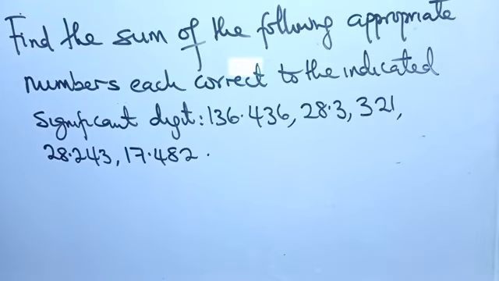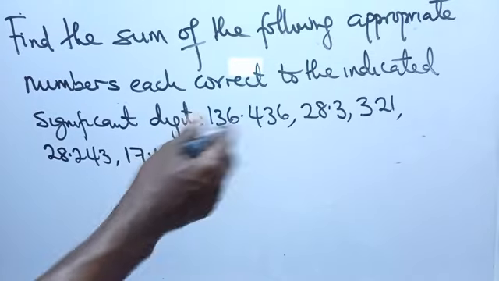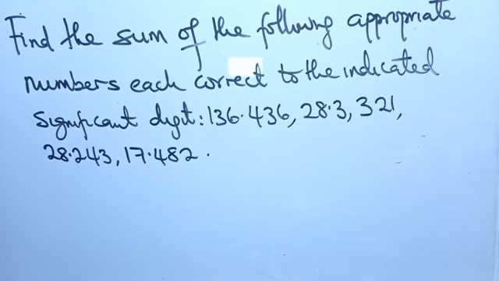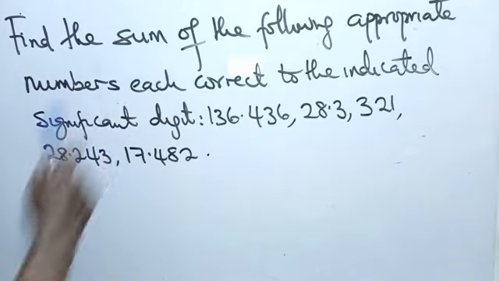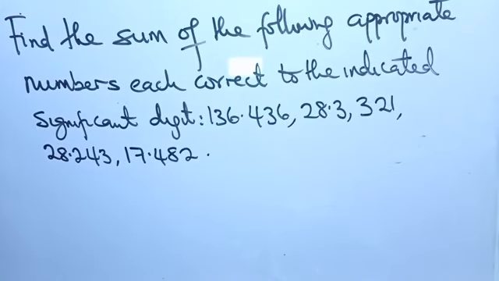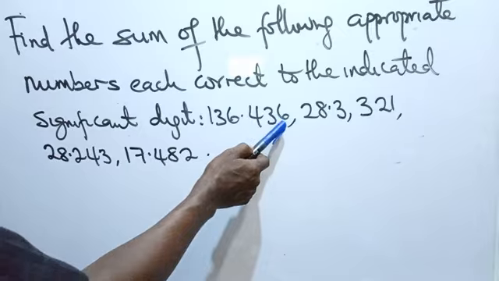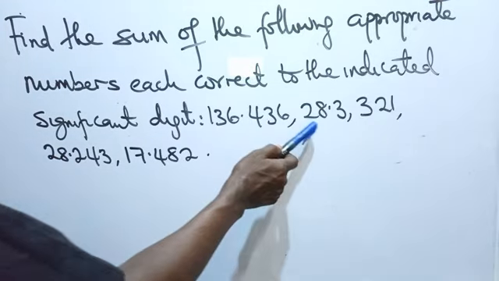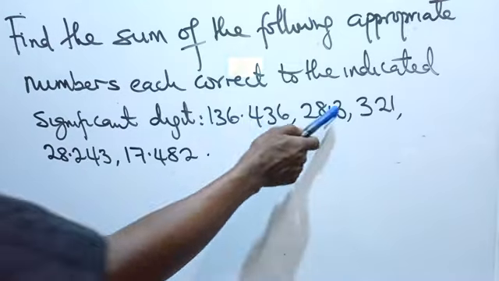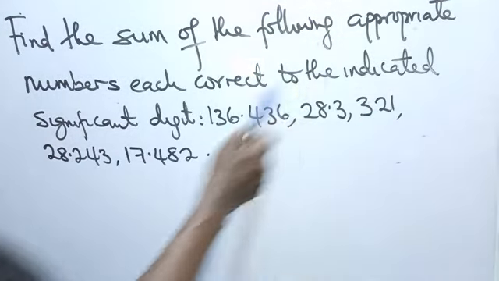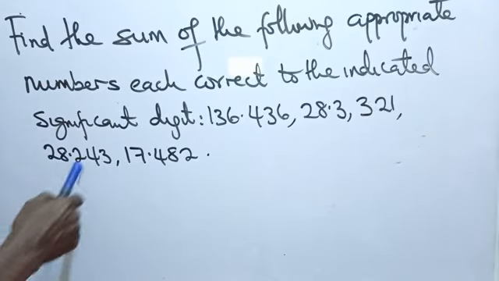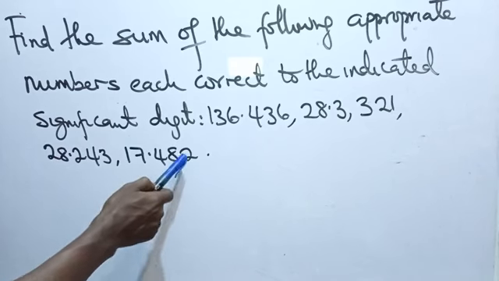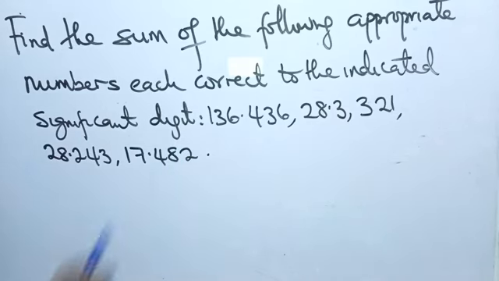Now, we want to find the sum of the following approximate numbers with the significant digits given. Before we go, let's look at the first number. How many decimal places does it have? 1, 2, 3. This one has 3 decimal places, and the last digit is 6. This one has how many decimal places? 1, because the last digit is 3. This one doesn't have a decimal place, so the last digit is 1. This one has 3 decimal places, and the last digit is 3. This one has 3 decimal places as well, and the last digit is 2.